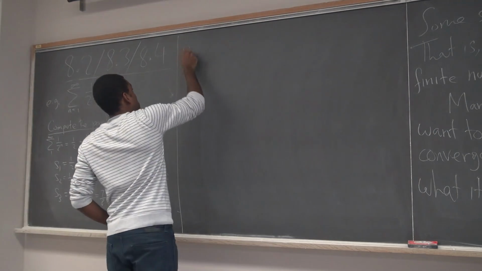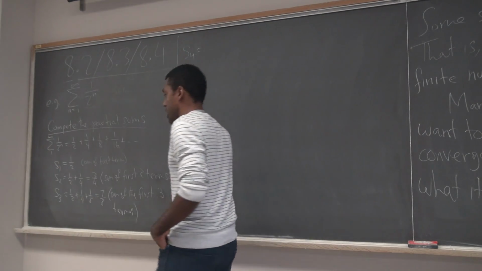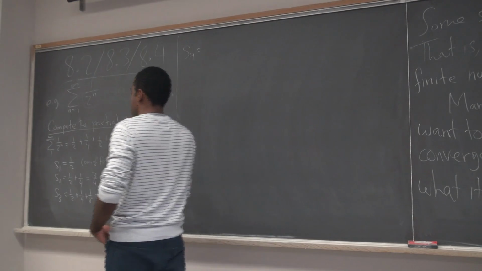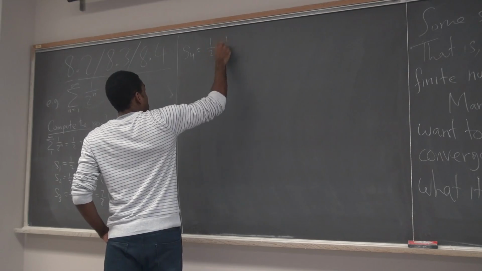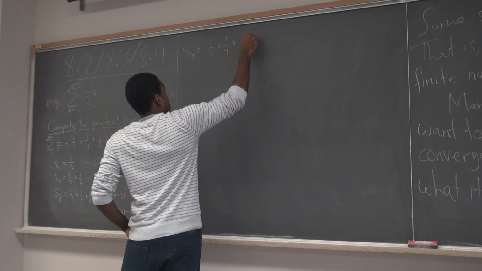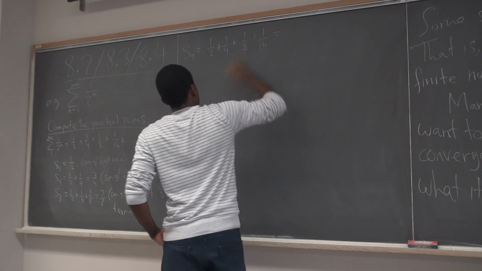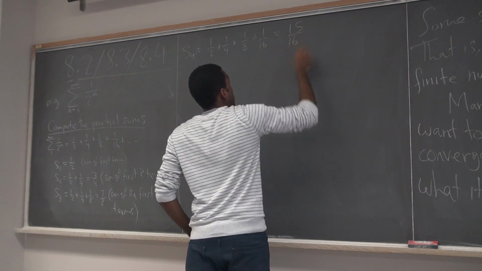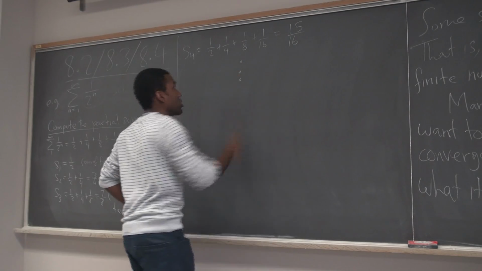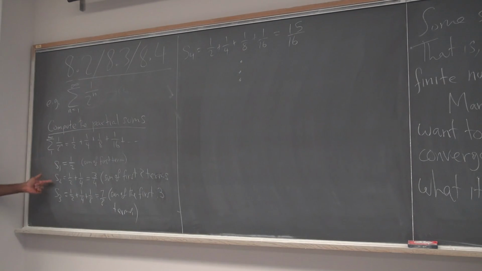Okay. S4. One more so you get the idea. What's that S4 going to be? Write it out. 1/2 plus a quarter plus an eighth plus a 16th equals 15 over 16, right? Dot, dot, dot, right? So basically, each of these is called a partial sum, right?